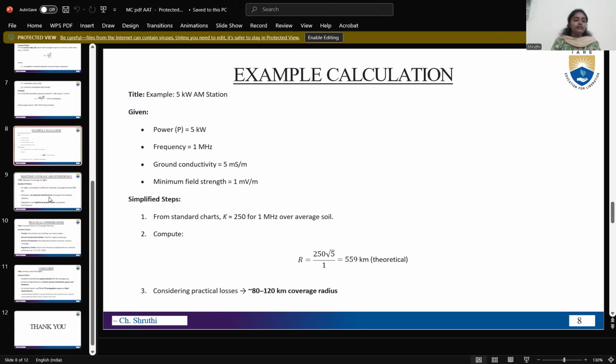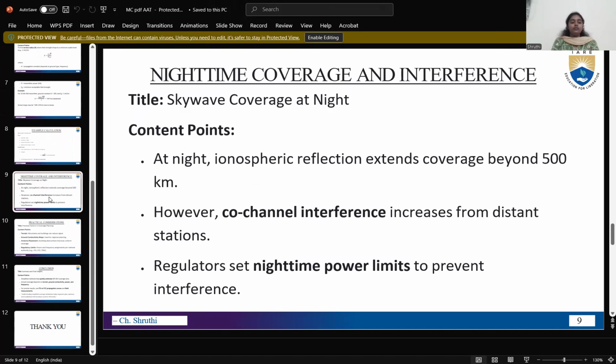The next slide is about the nighttime coverage and interference. Skywave coverage at night. At night, ionospheric reflection extends coverage beyond 500 kilometers. However, co-channel interference increases from distant stations. Regulators set nighttime power limits to prevent interference.